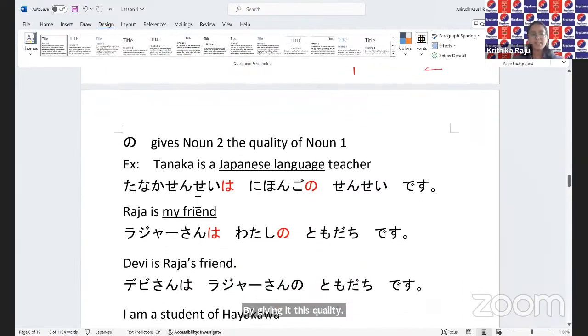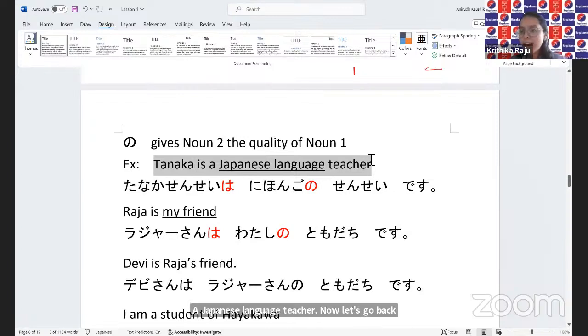Let's look at some examples. Tanaka is a Japanese language teacher. Now let's go back to basic a little bit. How do you say Tanaka is a teacher? Don't look at this. Translate my sentence. Tanaka is a teacher. Tanaka-san wa sensei desu. Very good.